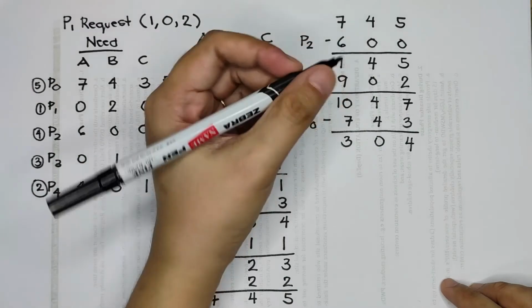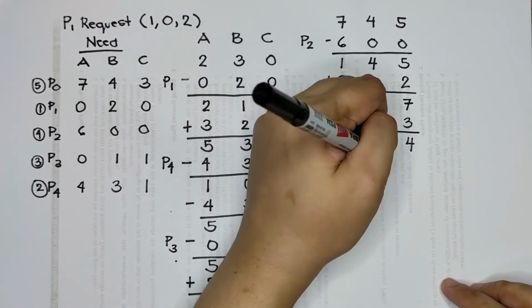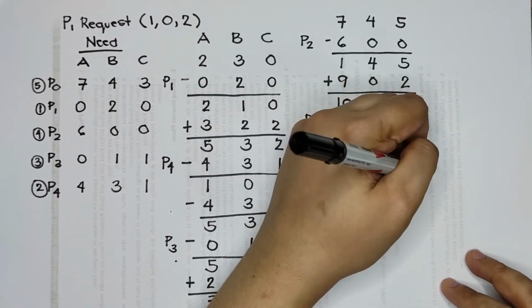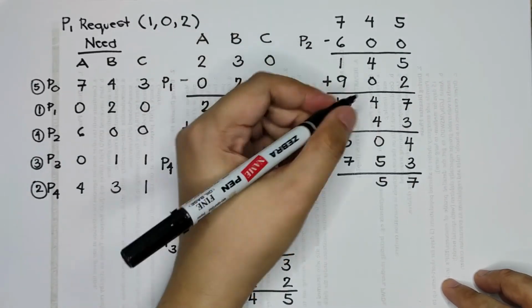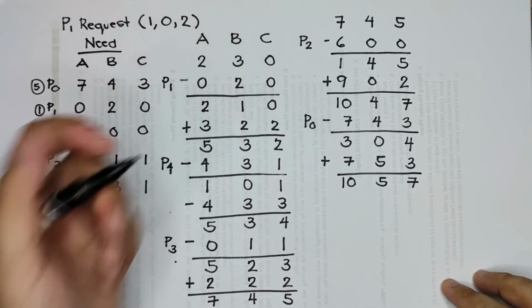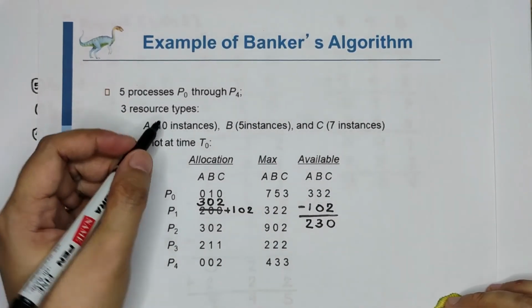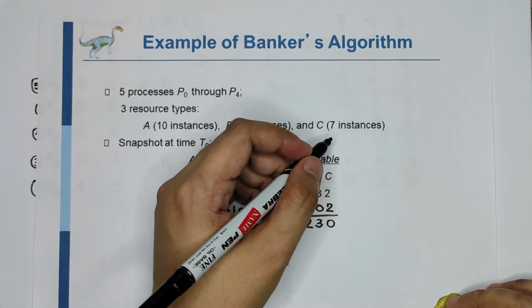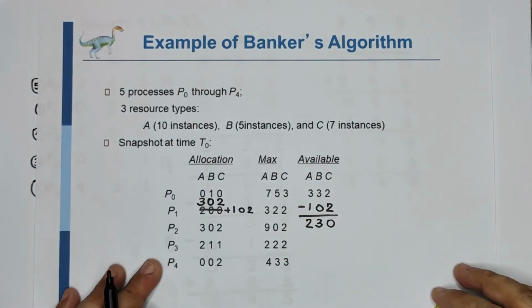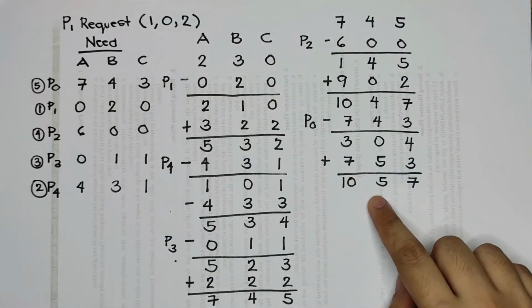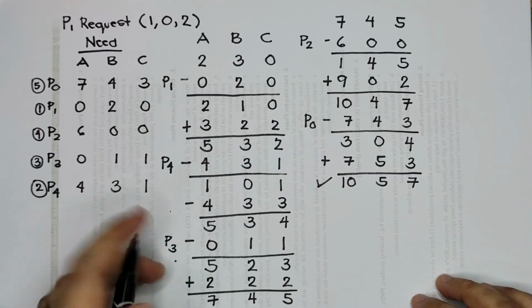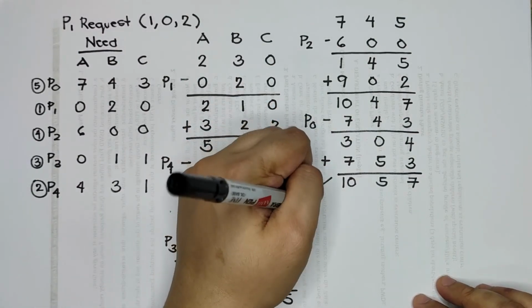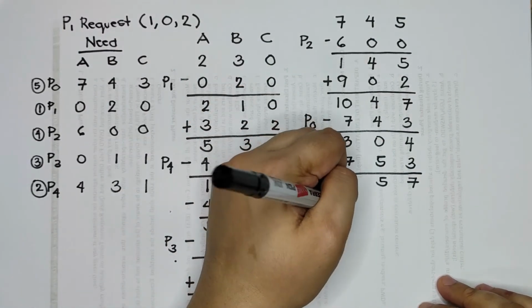So plus 7, 5, 3. So 4 plus 3 is 7. 0 plus 5 is 5. 3 plus 7 is 10. Again, let's check. So for resource A, 10, B is 5, and then C is equal to 7. Total number of resources, 10, 5, 7. So we have again 10, 5, 7. So this is correct.